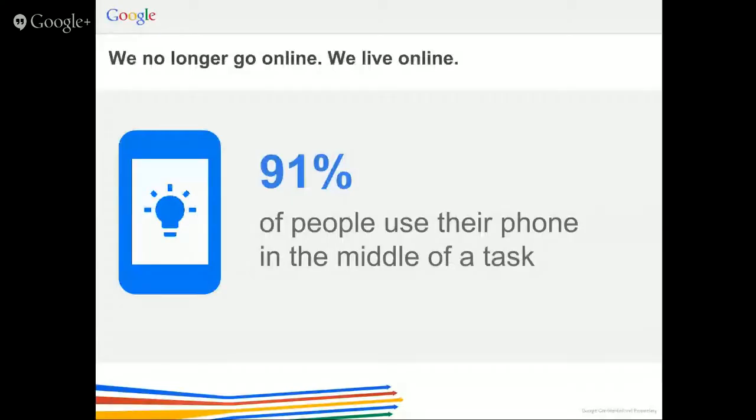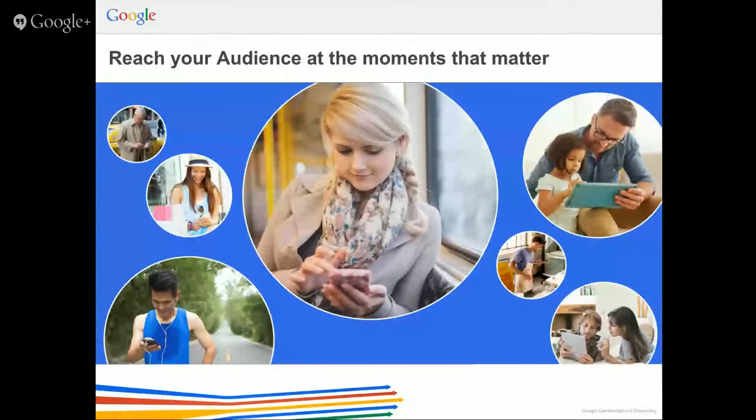So let me start by looking at what's happening online. If you look at what people are doing online, you see that people have completely changed their behavior. They are reading news on the bus, or playing games on a commute, or even checking a recipe while they're cooking. So people no longer just go online, they actually live online. And internal research at Google shows that 91% of people use their phone in the middle of a task, which is pretty impressive. As a result, digital life is fragmented into a series of moments where consumers act on a specific need.